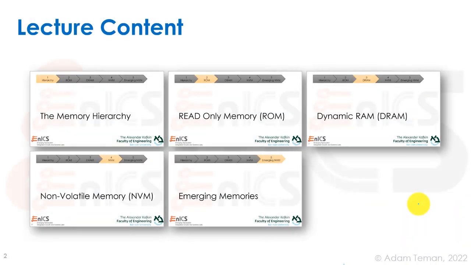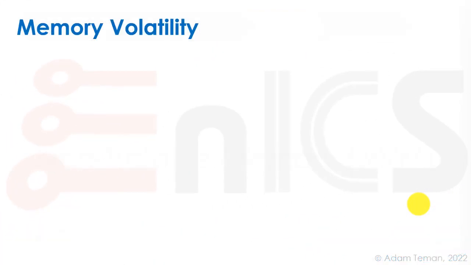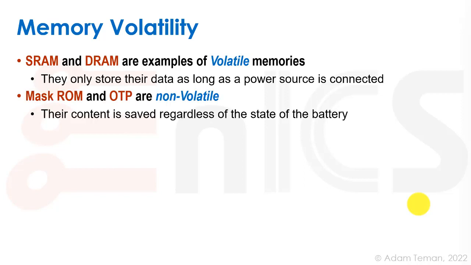Now that we've discussed dynamic RAM, and with that finished our two popular volatile memories, SRAM and DRAM, we can go on and move to non-volatile memories. So I want to discuss memory volatility. SRAM and DRAM are examples of what we call volatile memories. That means that they only store their data as long as the power source is connected.